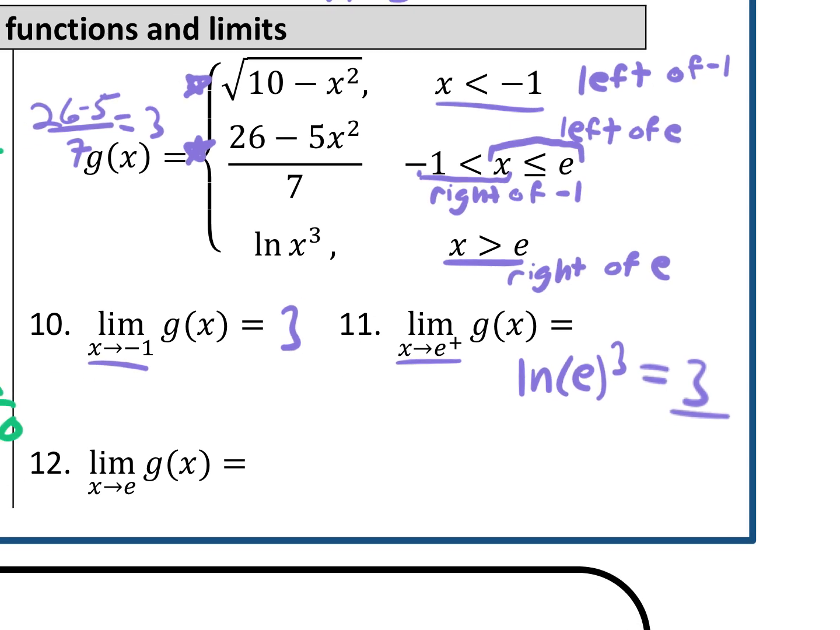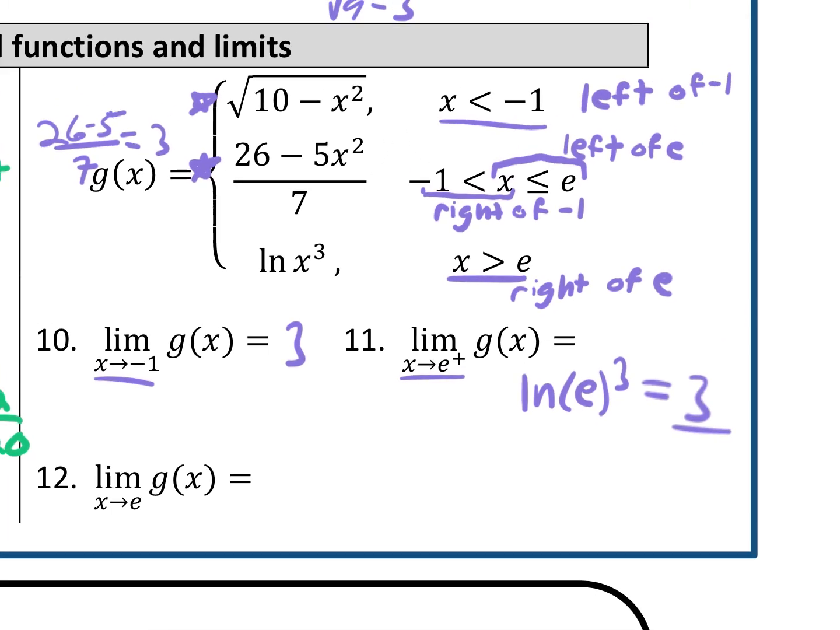What about just the limit as x approaches e? We know that the right-hand side is 3. What should we also look for on the left-hand side? What do we want that to be equal to? 3. We want it to be 3 as well, right? So we're going to plug it into the middle function, since that one has the left side. And let's see if that works. 26 minus 5e squared over 7. Is there anything we can do with that? No, right? That's definitely not 3, so does this limit exist? No, so this one I'm going to write D and E does not exist. The left doesn't equal the right.